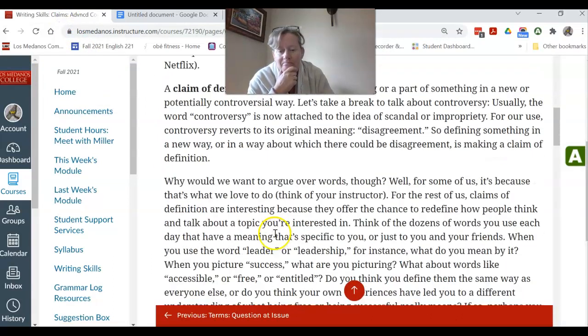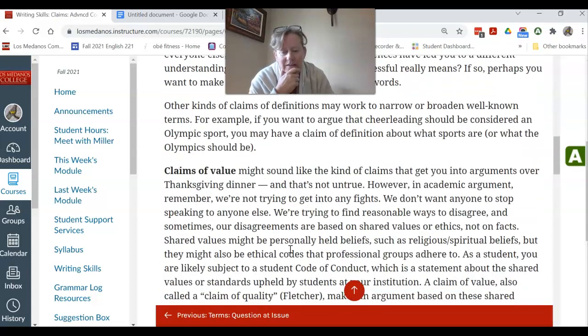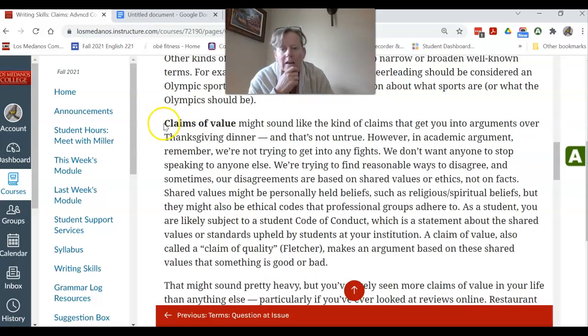All right. And again, the textbook page here, I think, explains it all really well. Value. How many of you have ever made a Yelp review or an Airbnb review, or better yet, gone to Rate My Professor and rated one of your professors? You were writing an argument of value, right?